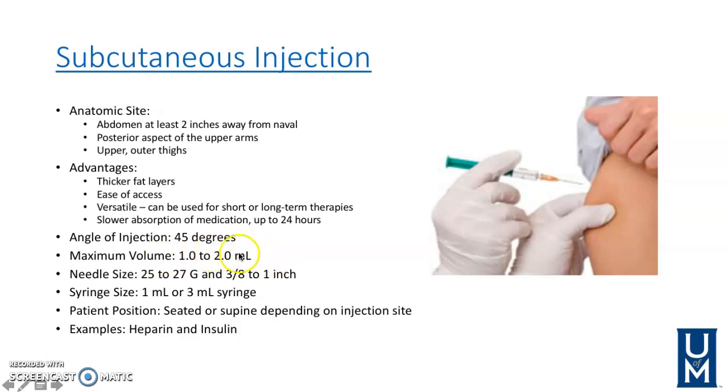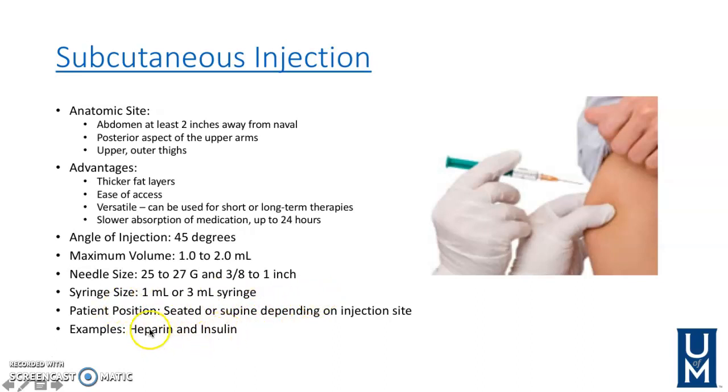The most amount of medicine we can administer here is 1 to 2 mLs. We're going to be using a small needle, 25 to 27 gauge. We don't need it to be too long because remember, we're just going to the fatty areas, not the muscle, so 3/8 to 1 inch. And depending on where we are giving the patient the injection will be the patient's position.